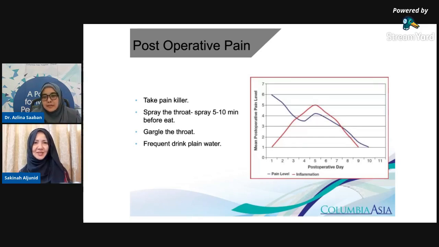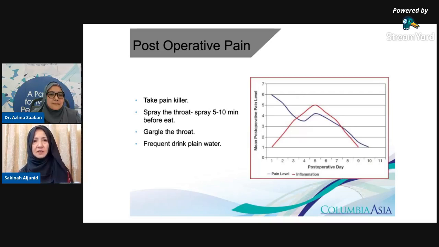But I always want the patient to know, at day 5, day 6, day 7, sometimes the pain is at its peak. Sometimes they cannot sleep at night, because the pain is disturbing. But usually it's temporary only, and after that it's slowly getting better.